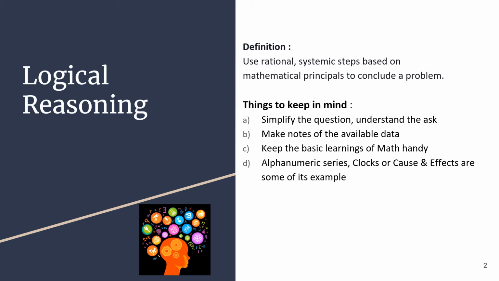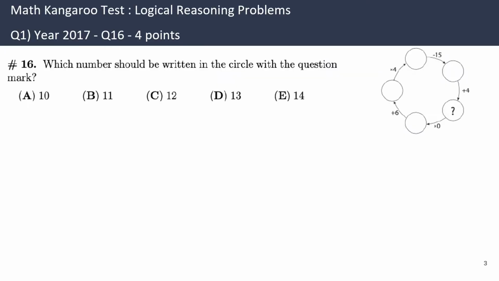Alphanumerical series, clocks, or cause and effect are some of the examples which fall under logical reasoning. Question 16, year 2017. This question carries 4 marks. Which number should be written in the circle with the question mark? So you can see the figure here, and there are multiple numbers and signs provided, and this is what we have been asked to find out, the number in this circle with the question mark.